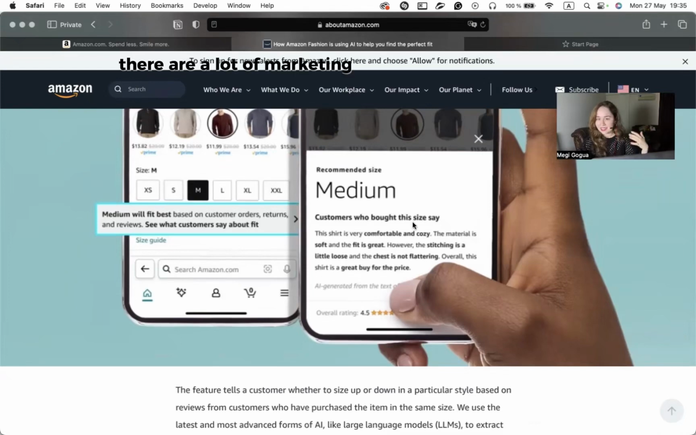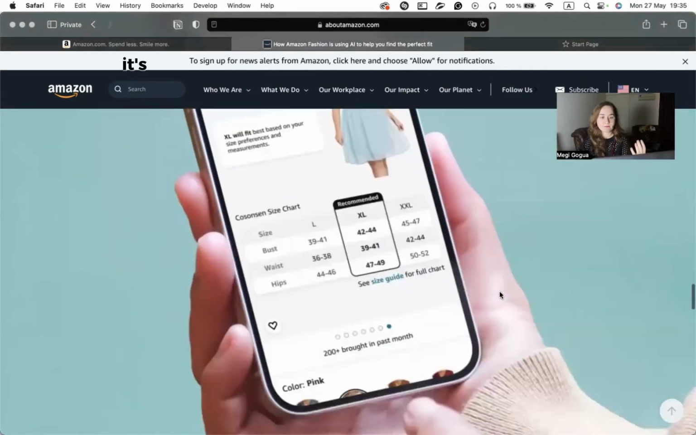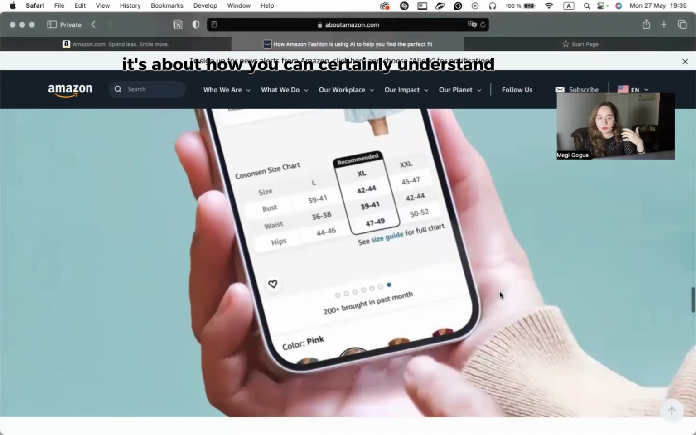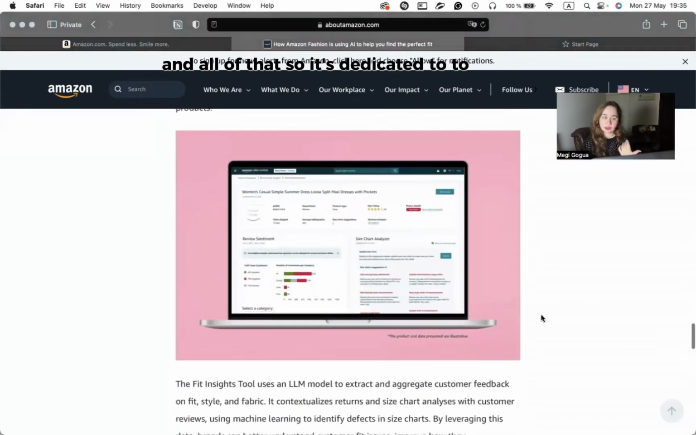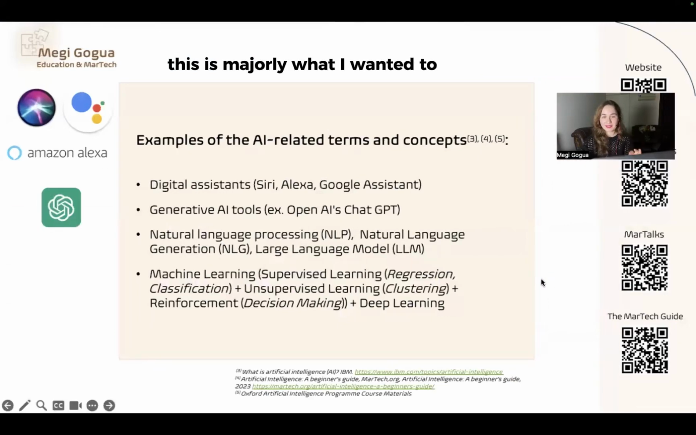There are a lot of marketing and business implications of these AI tools, but this is how AI, with natural language processing, large language models, and natural language generation, actually does all of that together, and this is how it's used in practice. So it's about how you can understand the sizes and all of that. Not to get into much more detail, this is majorly what I wanted to say, to just get this little touch upon what AI is and how it can be used for MarTech.